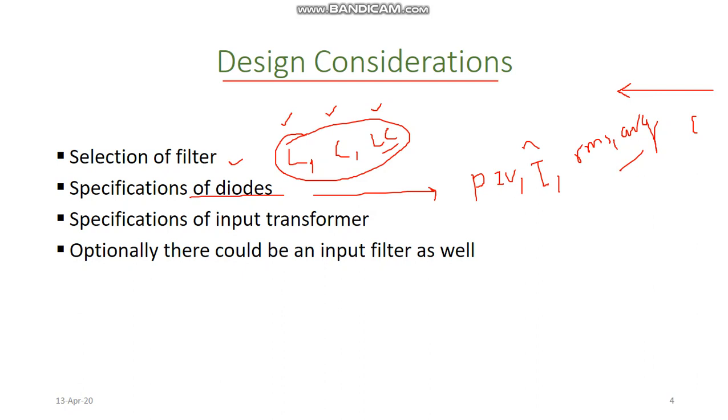Basically, we define the transformer in terms of its VRMS and IRMS. So those will be our key factors in deciding the size of the transformer. So basically, we have to decide its kVA rating based on its IRMS and VRMS. And optionally, there could be an input filter, but we will be only talking about the output filters in today's case.